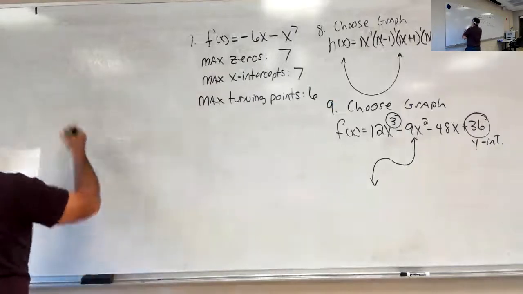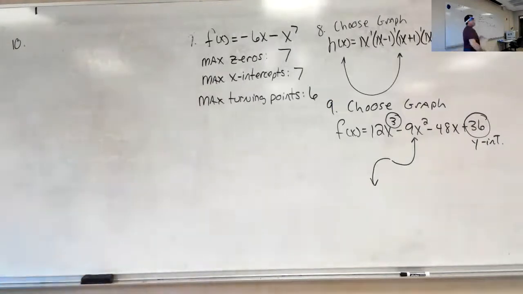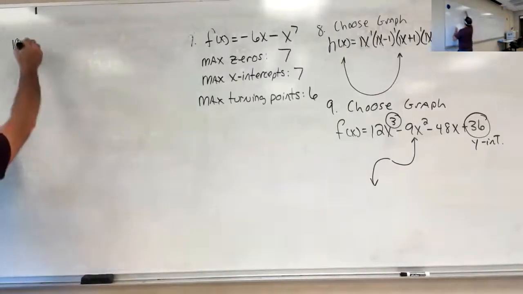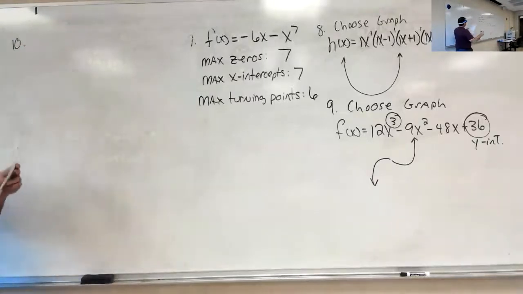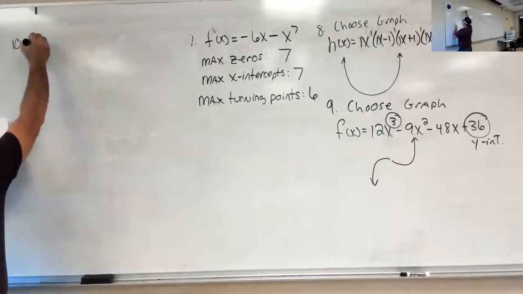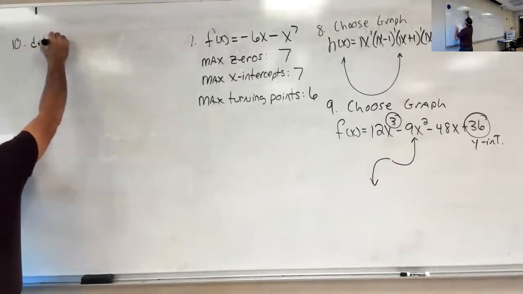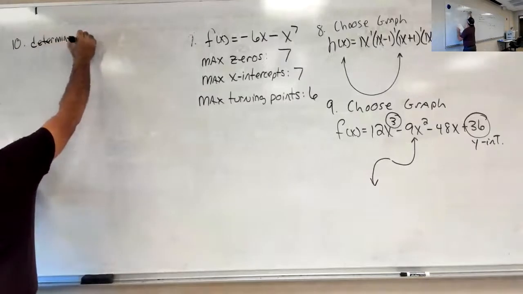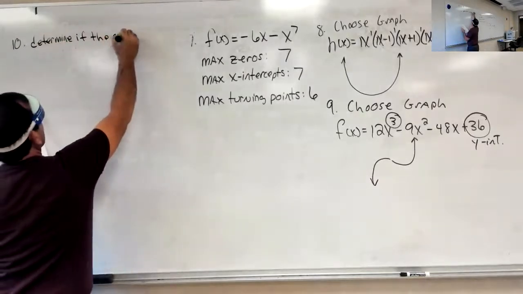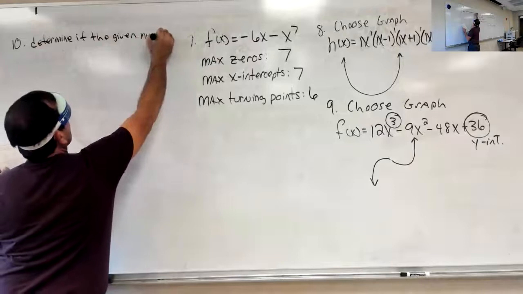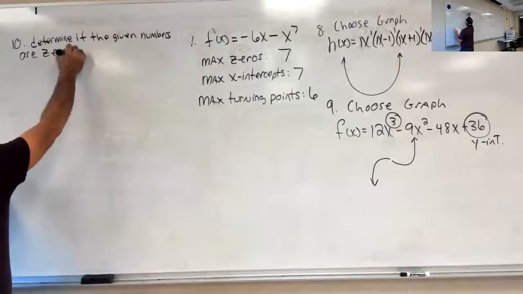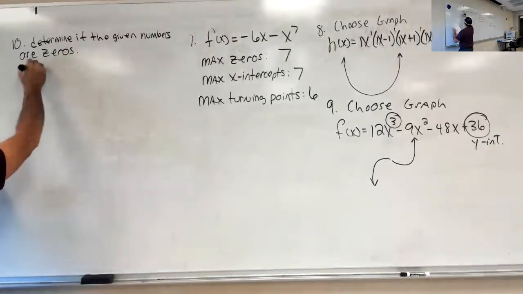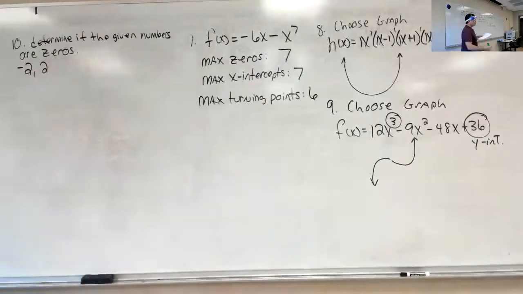All right, y'all, 10. They're going to give me 1 zero. I'm going to find the remaining zeros. So, no, my bad, this is a different one. So we're going to determine if the given numbers are zeros. So we're given -2 and 2 are the numbers they want me to check.